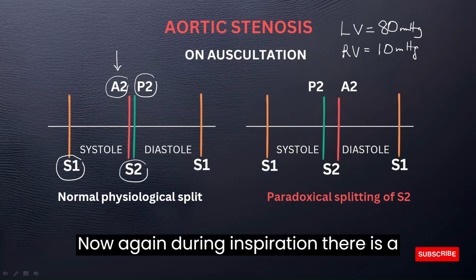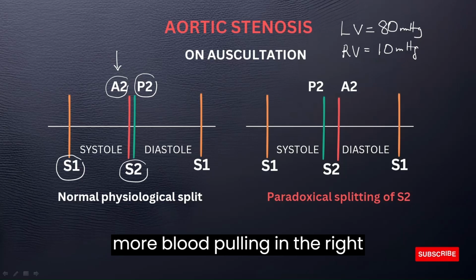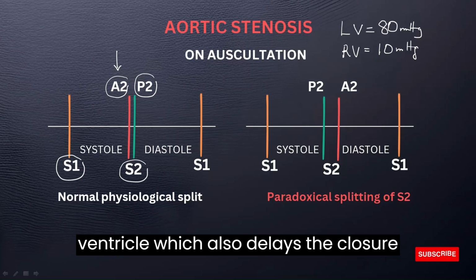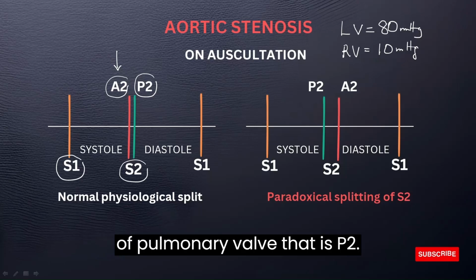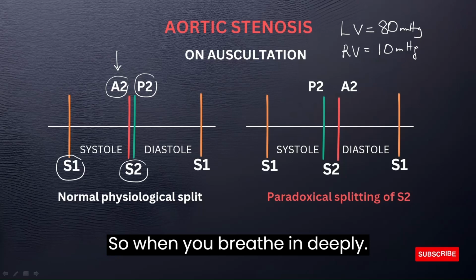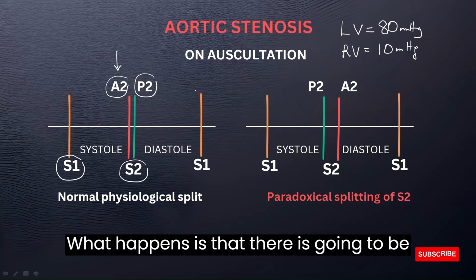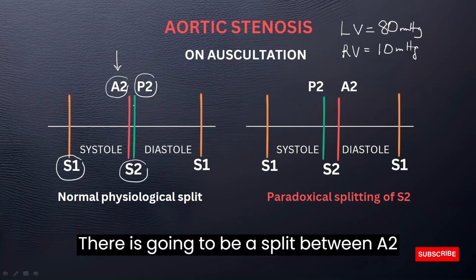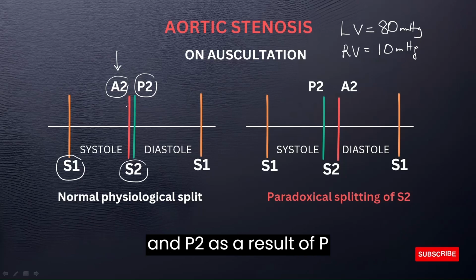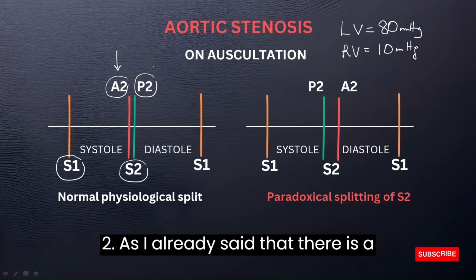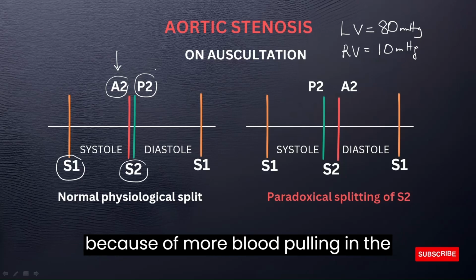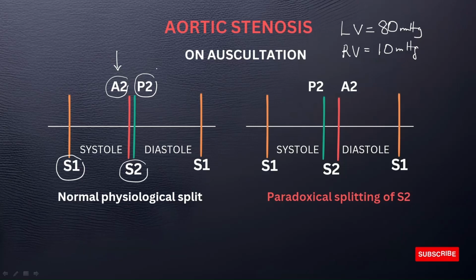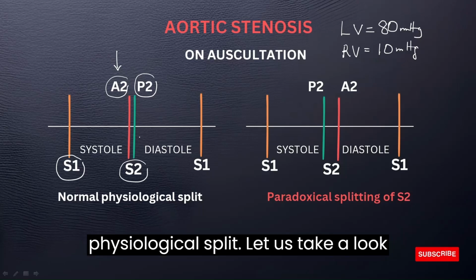Now, again, during inspiration, there is more blood pooling in the right ventricle, which also delays the closure of the pulmonary valve, that is P2. So when you breathe in deeply, there is going to be a wide split, but it is still physiological. There's going to be a split between A2 and P2 as a result of the delay in P2. As I already said, there's a delay in the closure of the pulmonary valve because of more blood pooling in the right ventricle during inspiration. So this is what we see with normal physiological split.